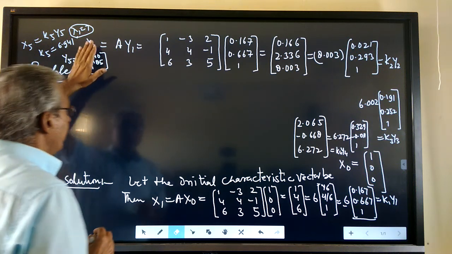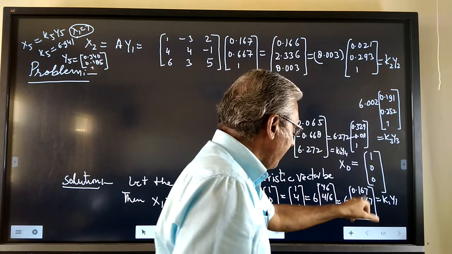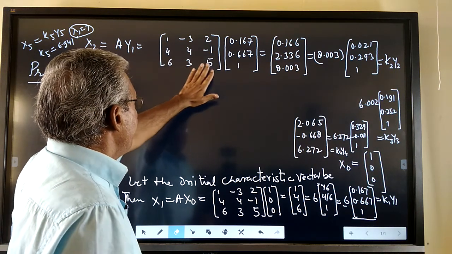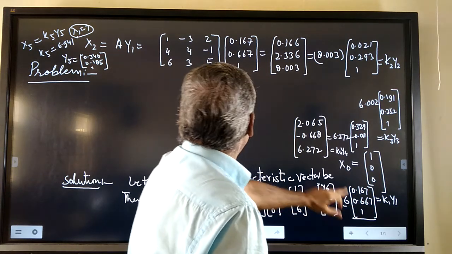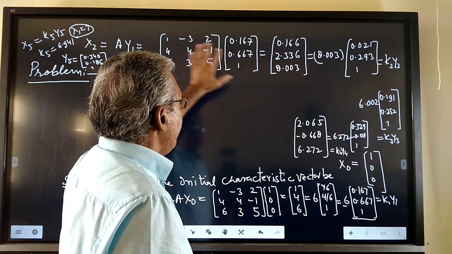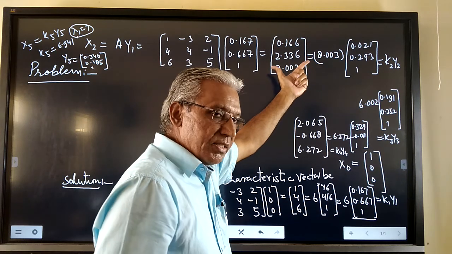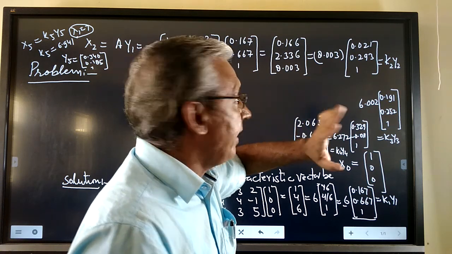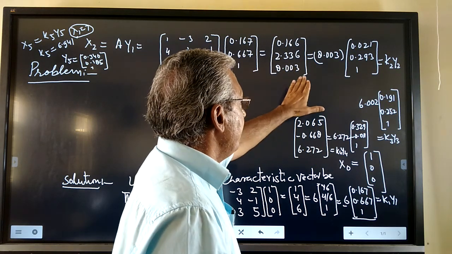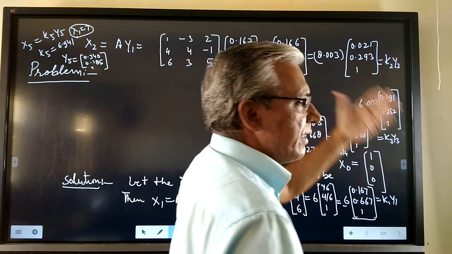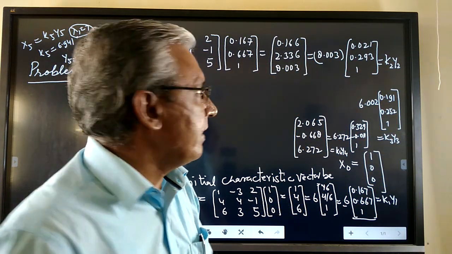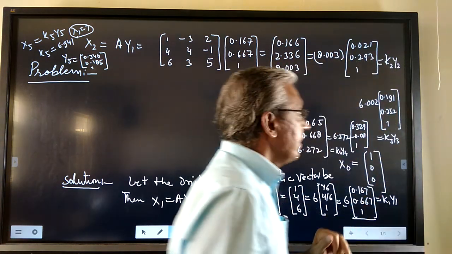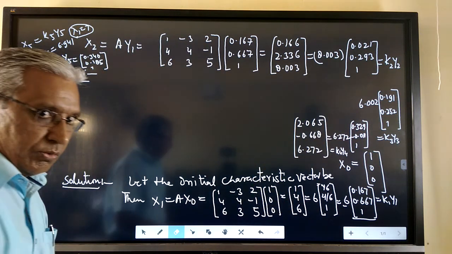Further, we have x2 equals A y1. Here y1 is this column matrix and A is the given matrix [1 -3 2; 4 4 -1; 6 3 5]. After multiplying, we get this 3 by 1 matrix. Choosing the numerically largest element, here it is 8.003. Taking 8.003 common, we normalize this column matrix, giving this column. Suppose it is k2 y2.